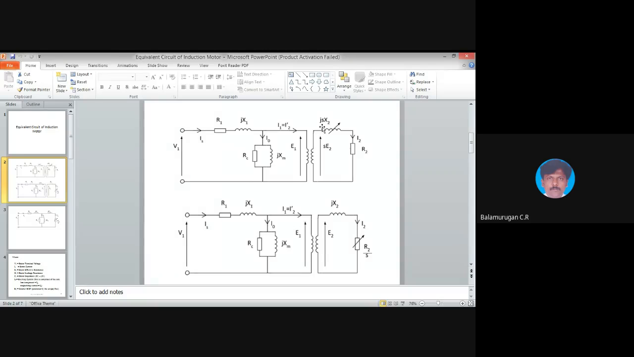So you divide this entire equation by s. So I2 dash equals E2 divided by root of (R2 by s) whole squared plus X2 squared. And then you can redraw the circuit like this. You can have a fixed inductor and a variable resistor. What is the fixed inductor? X2, and the variable resistance. And this input will be E2. You can draw the equivalent circuit like this.